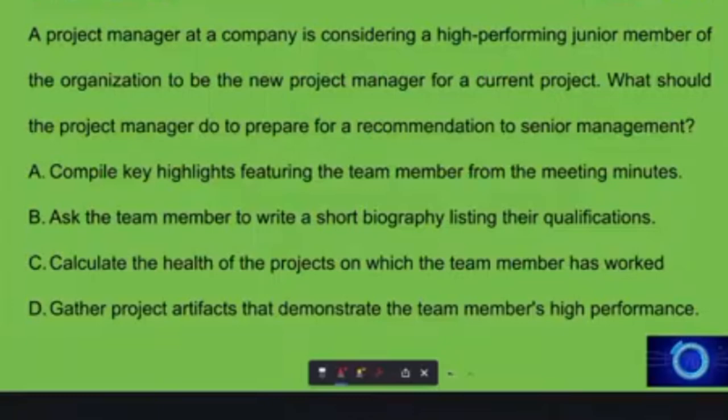So D is the correct answer, D for delta. D is the right answer. Looking at the question, this is how we approach the question and then look into it. D is the right answer.